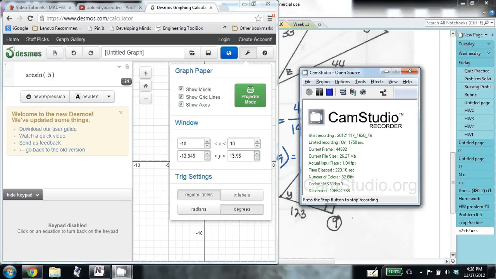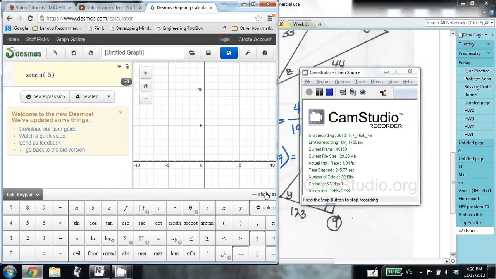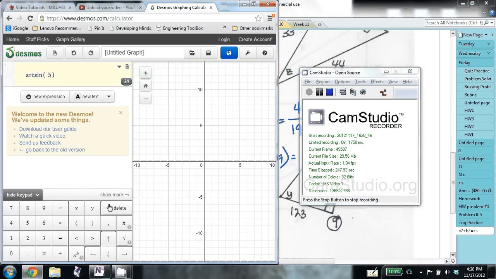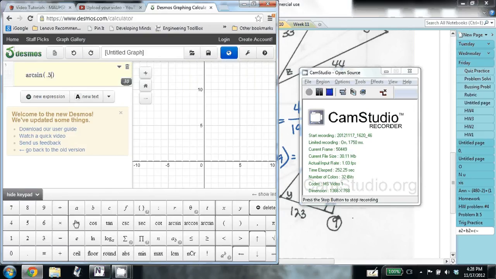So I've pulled up an online calculator that you can use. You go to www.desmos.com/calculator, and you'll get a window that looks kind of like this. Make sure that you are clicking the Show More option, and then you'll see a whole bunch of different options. Here are the sine, the cosine, and the tangent buttons, and you want the inverse. The inverse is arc sine, arc cosine, arc tangent. Those are just another way of notating the inverse of those three trig ratios.